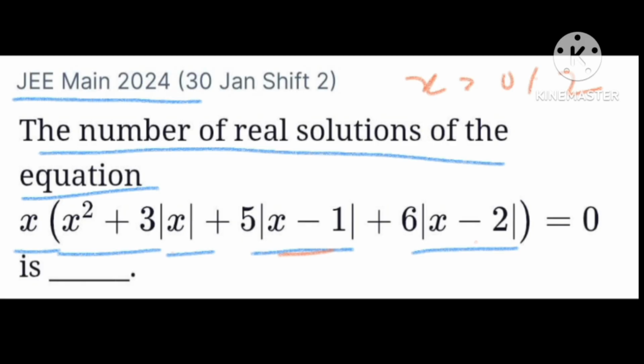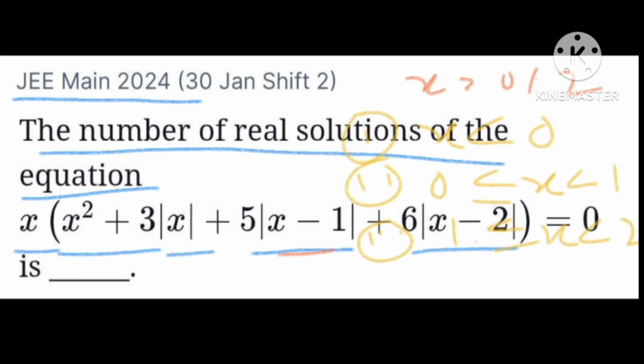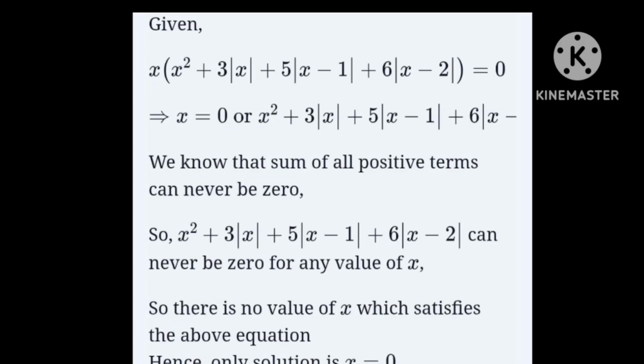So case 1, x less than 0. Case 2, 0 less than or equal to x less than or equal to 1. Now case 3, 1 less than or equal to x less than 2. So case 4, x greater than or equal to 2. So these are the 4 cases. In these 4 cases, now there is none satisfying the equation, put x is equal to 0.